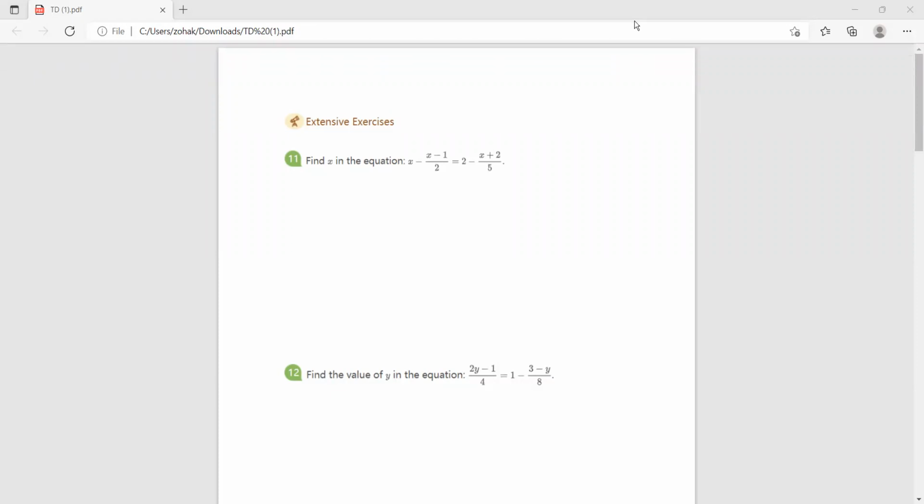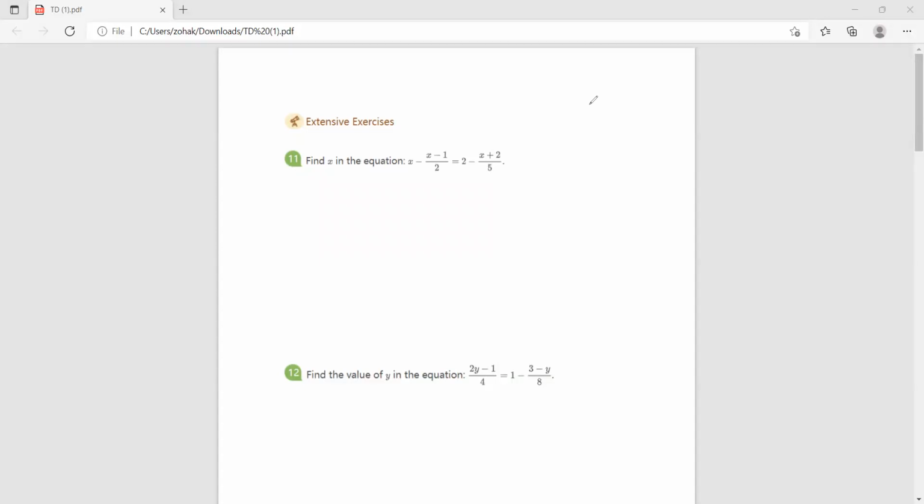I am going to be taking you all through the fractional coefficient extensive exercise and challenge questions. I know this lesson troubled some of you, so I thought it would be great to go through some of the hardest questions. So let's get to it.